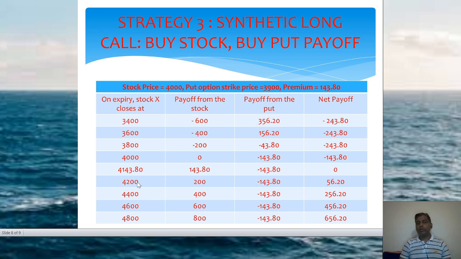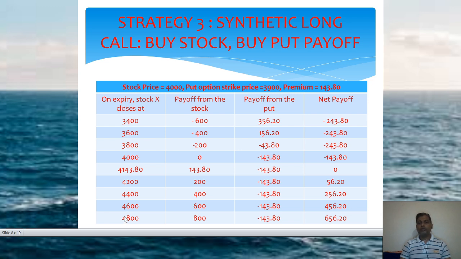If it closes at 4,200, the profit from the stock would be 200, the loss from the put option would be 143.80, and the total profit would be 56.20. If it closes at 4,400, the profit from the stock would be 400, the loss from the put option would be 143.80, and the total profit would be 256.20. If it closes at 4,600, the profit from the stock would be 600, the loss from the put option would be 143.80, and the total profit would be 456.20.